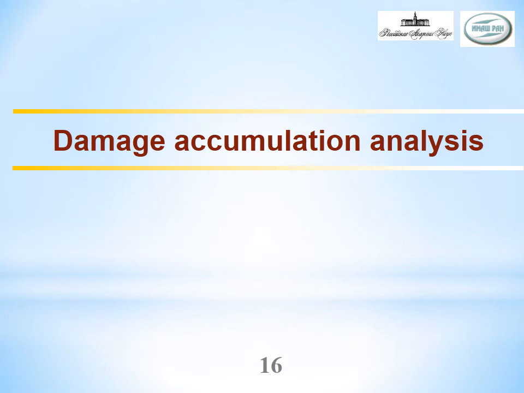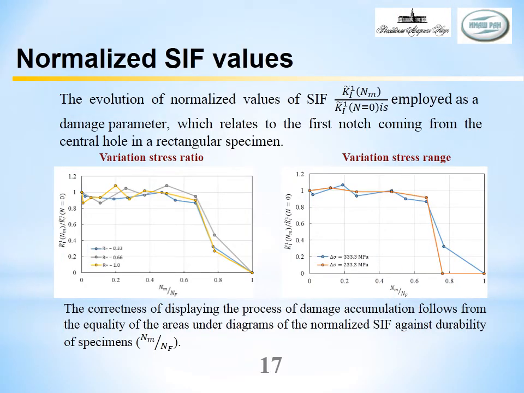Damage accumulation analysis. The evolution of normalized values of stress intensity factor for first notch increment is employed as a damage parameter, which relates to the first notch coming from the central hole in specimen. The correctness of displaying the process of damage accumulation follows from the equality of areas under diagrams of normalized stress intensity factor against durability of specimens. Here, Nm is number of preliminary cycles of fatigue, and F corresponds to the fracture of specimens.